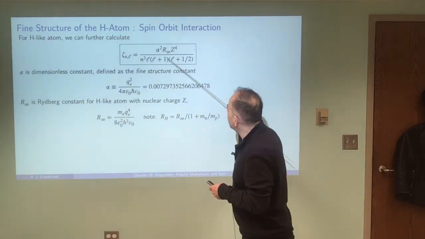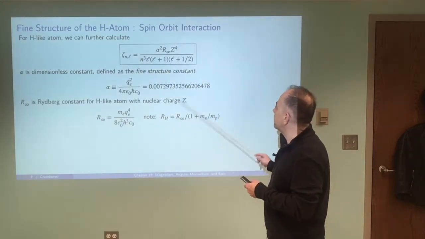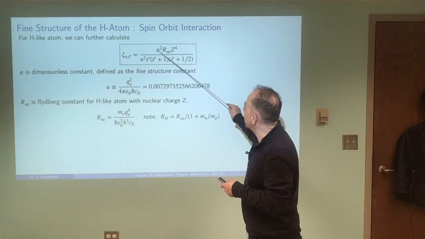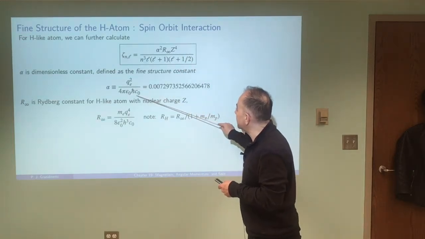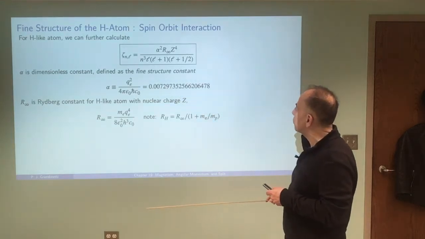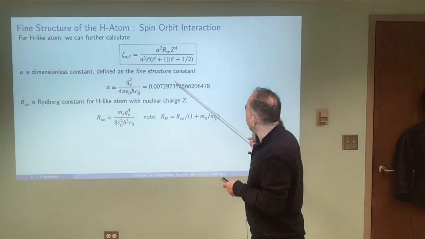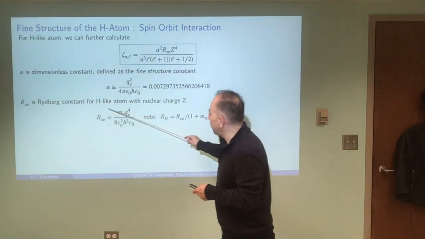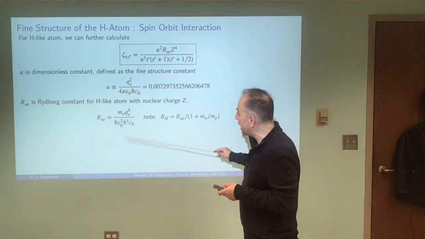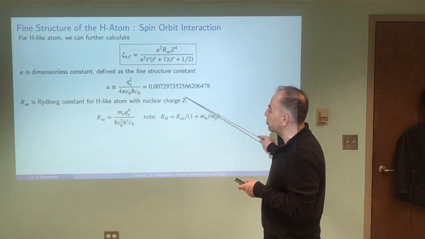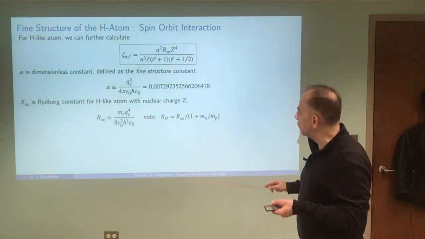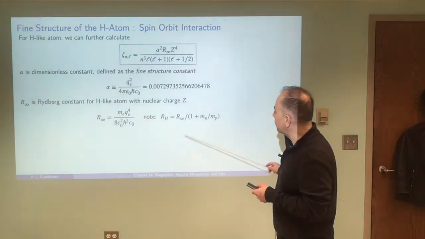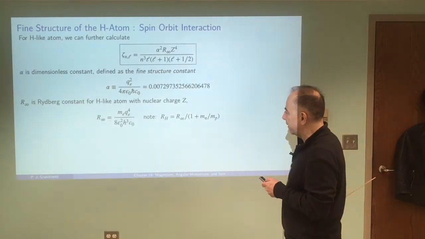So this term here, which is called the spin-orbit coupling constant, also involves a term here, alpha, which is a bunch of constants together, and that's called the fine structure constant. One other thing I want to mention is that this R infinity is what's called the Rydberg constant for a hydrogen-like atom. So this is an atom that has a nuclear charge of Z instead of just Z equals 1. We can have arbitrary Z, and that's related to the Rydberg constant for the hydrogen atom by this relationship here.